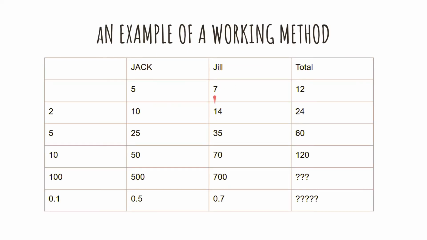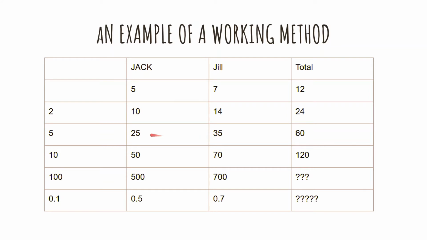Now we can look at one method of working this, and we know that our ratio is 5:7, where the total is 12 for the £12. When it was £24, if Jack gets 2 5s, Jill gets 2 7s, the ratio is still 5:7.